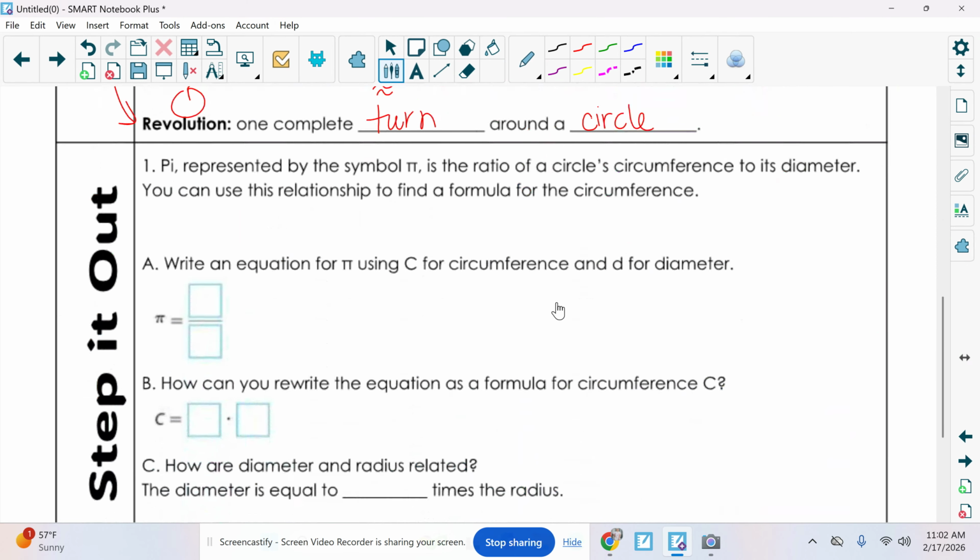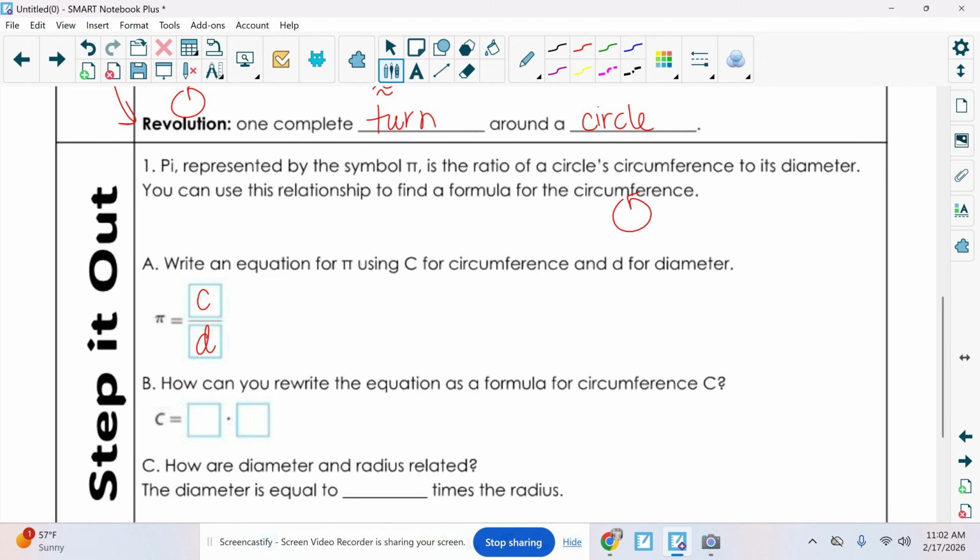So, what are we going to do with all this? Pi is represented by the symbol squiggle, and it's the ratio of the circle's circumference to the diameter. We've already written that. You can use this relationship to find a formula for circumference. Remember, circumference is the distance around. So we know that pi is equivalent to the circumference over the diameter.